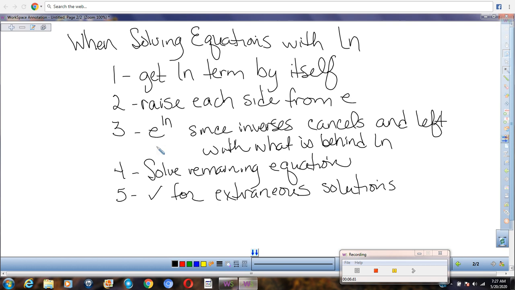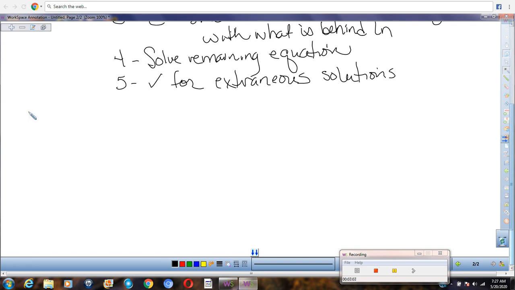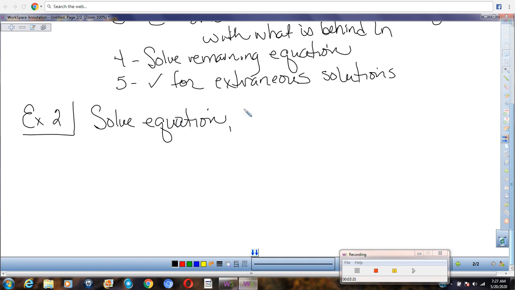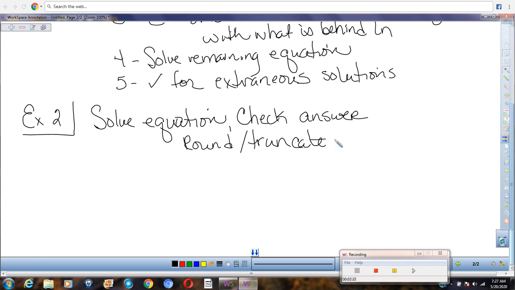Alright, so using these steps, let's move to our next example. Example number 2. We're going to solve the equation. We're going to check our answer. So we're going to check for those extraneous solutions. And then I want you to round or truncate. Remember, truncate just means to cut it off to the thousandths, which is different than what your worksheet says.